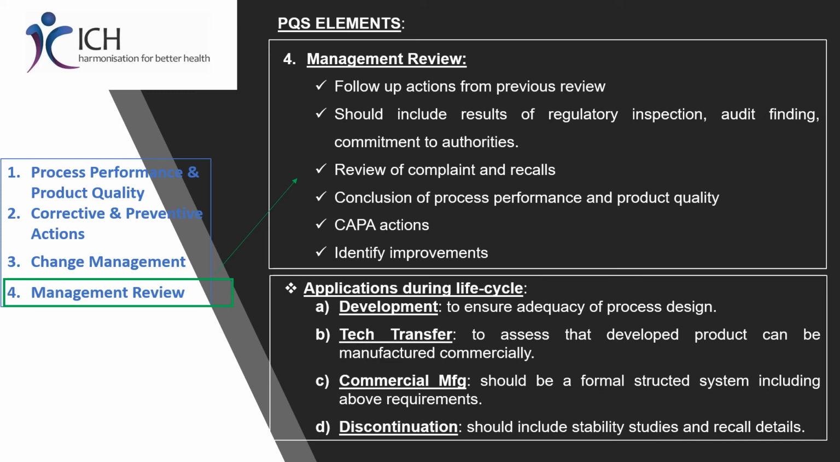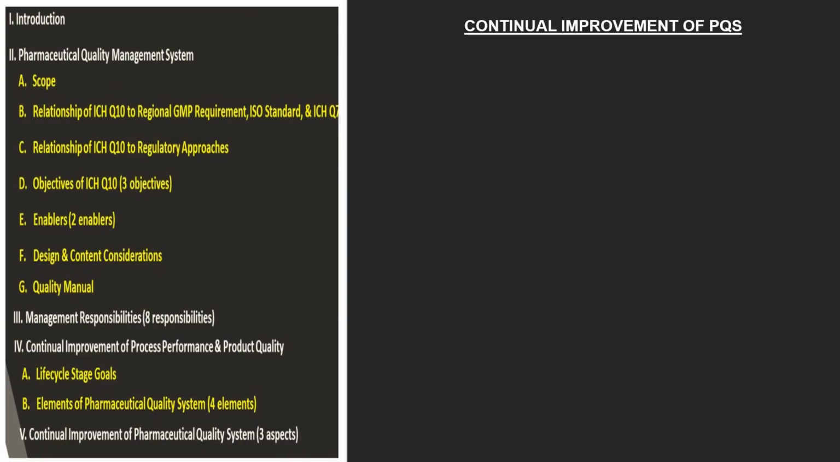Now, application of management review at development stage is to ensure the adequacy of process design. During tech transfer is to assess the developed product can be manufactured commercially. During commercial manufacturing, it again becomes a very formal structure which includes all the requirements of review and the points to be considered. And discontinuation should include the stability studies and the recall details.